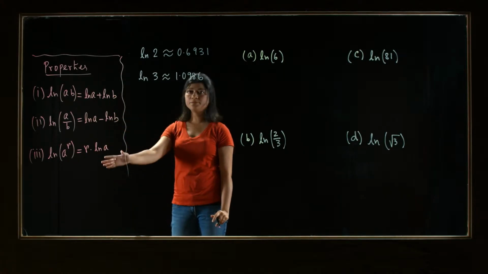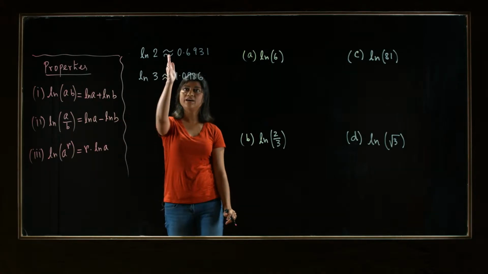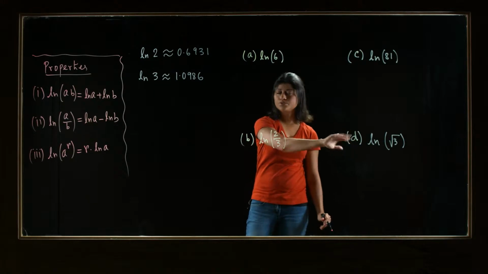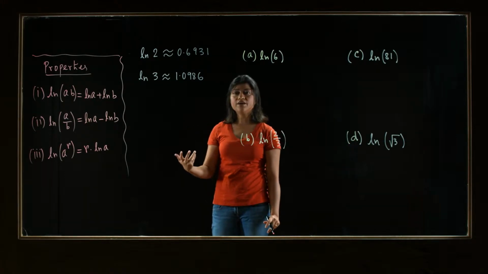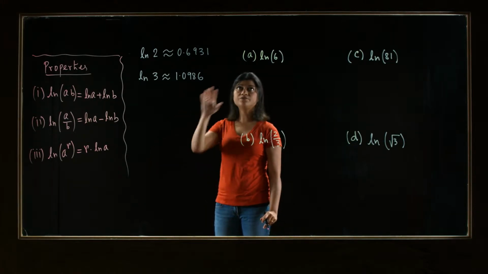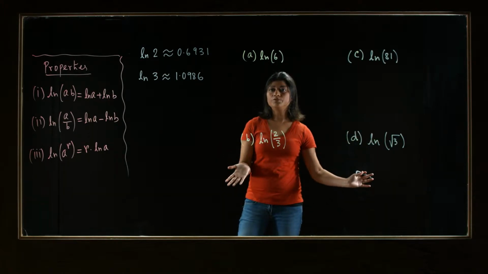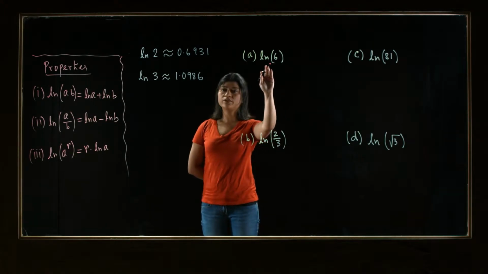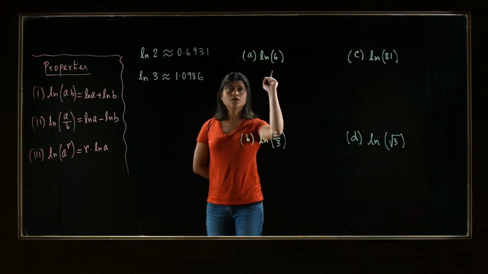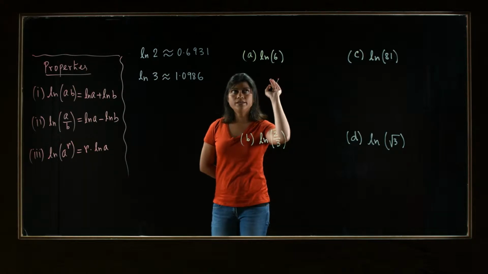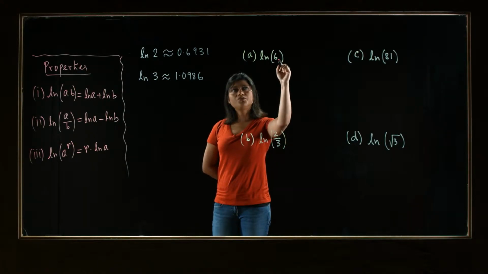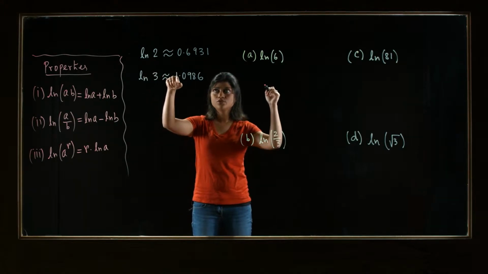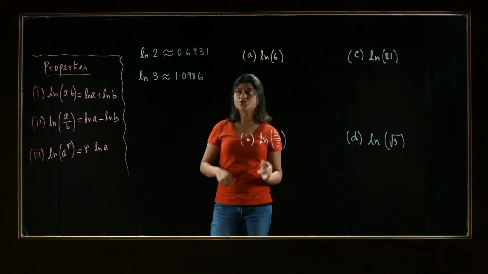Okay, so we have these three properties of natural log and we have two approximate values. Using that, we have to figure out these values. And then finally, we actually have to use a calculator to verify if we found the correct values or not. So let's start with the first one, natural log of 6. What we have to think is how we can rewrite 6 so that we can use these two values to figure out the final answer.